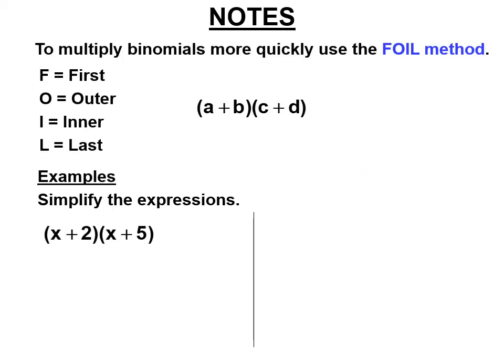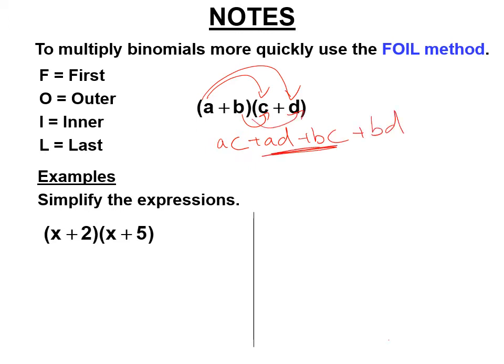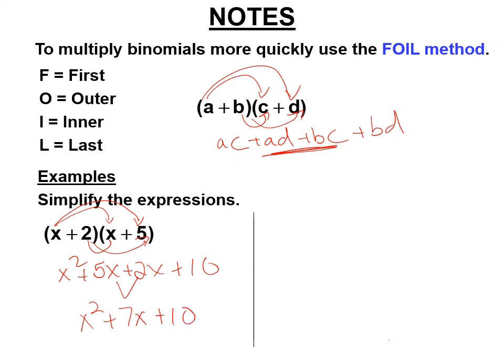So FOIL, first, outer, inner, last. Right? So if I FOILed these, it would be a times c plus a times d plus b times c plus b times d. And it turns out these two end up being like terms, even though they don't look like that here. Okay? And we will see that. So first, x squared. Outer, 5x, x times 5. Inner, 2x. Last, 2 times 5, 10. You combine your like terms and you get your trinomial.